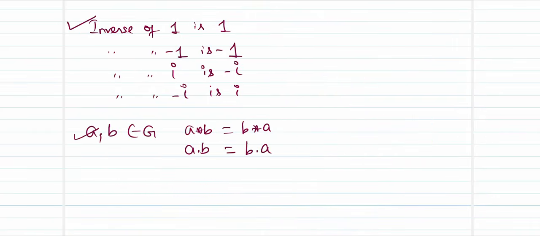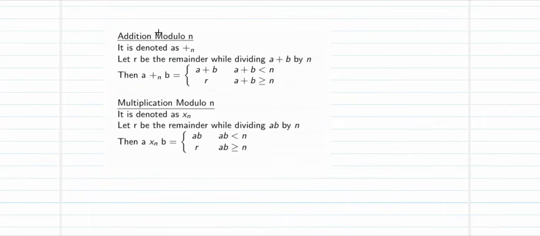Moving on next, we are going to say what is meant by addition modulo n and multiplication modulo n. Addition modulo n is a quantity which we denote by plus n, and let R be the remainder when you are dividing A plus B by n. Then your addition modulo n, A plus n B, will be A plus B if the value is less than n, and it is the remainder R when you divide A plus B by n when the value becomes more than n.